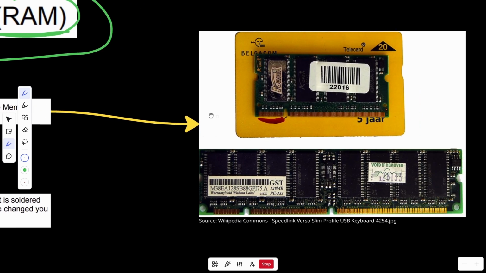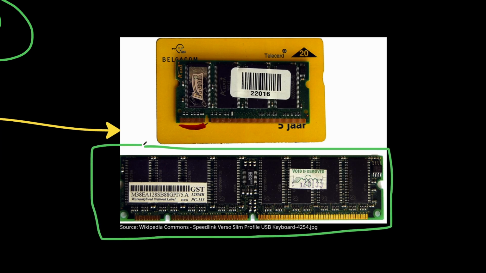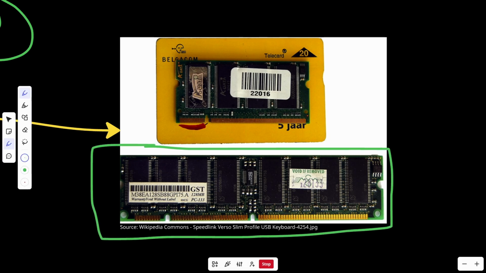There's no SO. So this is what roughly a desktop would use. This is a DIMM, right? A full-size memory module. Laptops are smaller, so they have to use a SODIMM.